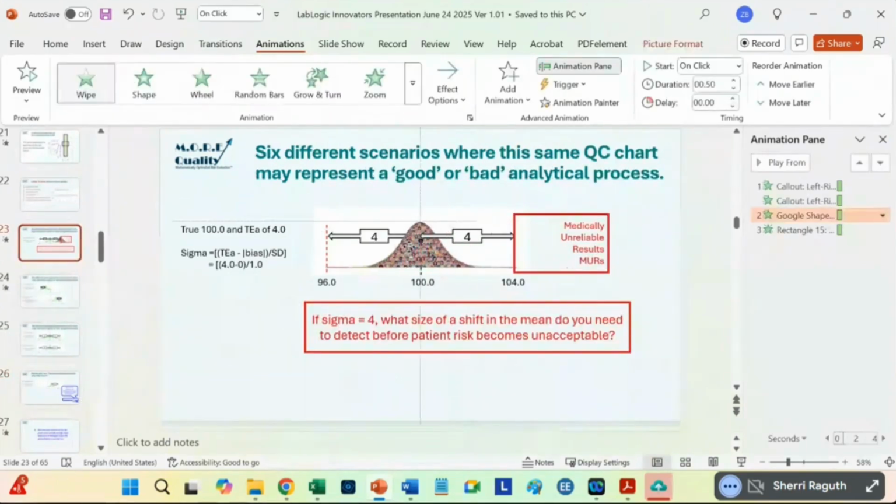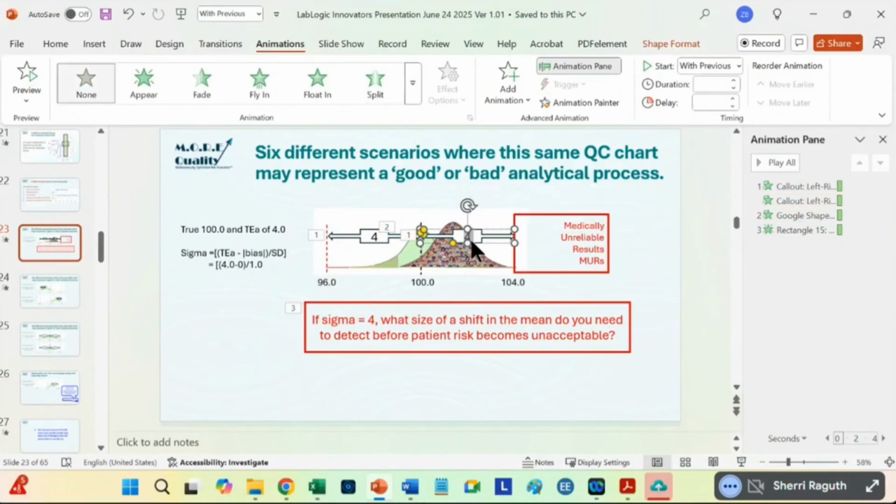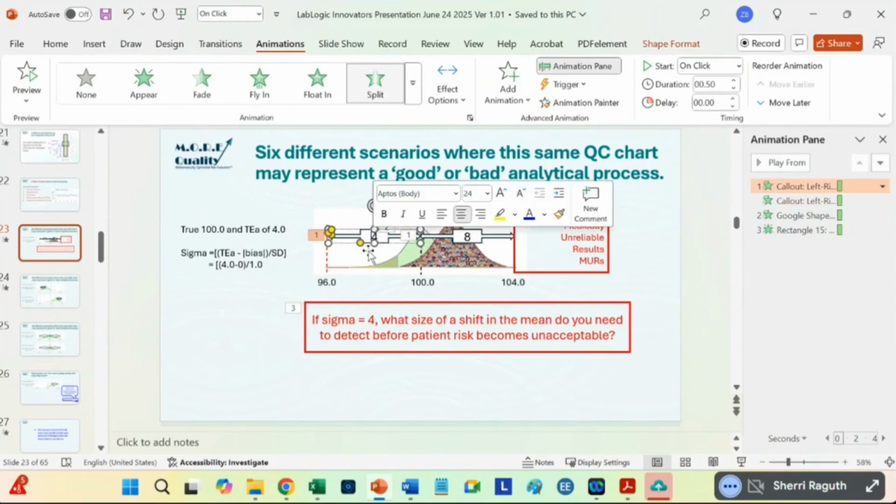See this guy here, okay? If you had a shift of 1 SD, you might get QC flags depending on how you've set up your QC chart. You might go in and say, okay, I'm going to fool around a little bit here and I'm going to make this 8 to start with, and I'm going to take this guy away.